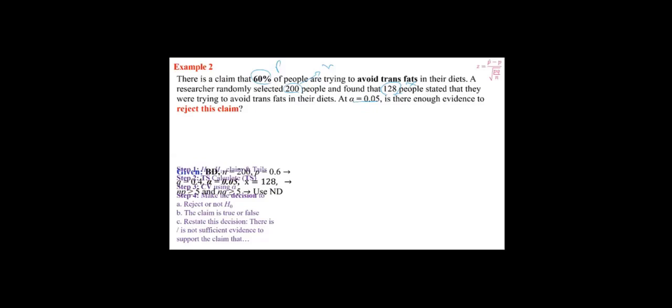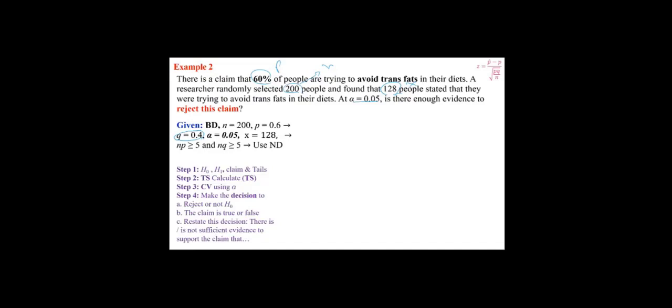So the very first thing, the given should be straightforward. You're dealing with BD, short for binomial distribution. n is 200, p is 0.6. q becomes 1 minus that. So q is not given. We are calculating q. Alpha is 0.05. x is 128.